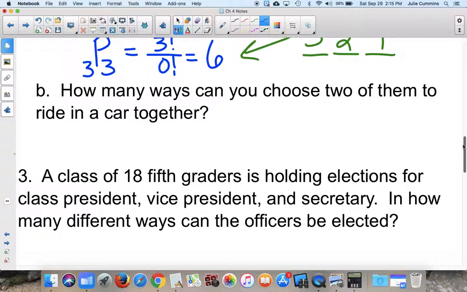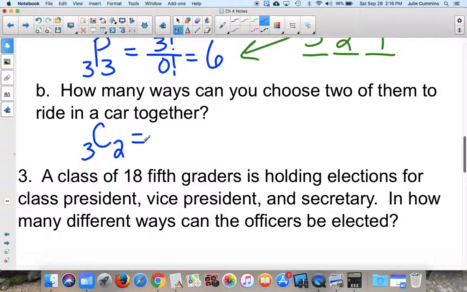All right, how many ways can you choose 2 of them to ride in a car together? Okay, so 2 of them are going to go in the car together to, I don't know, do something. And we want to choose which ones. Now in this case, we're just picking 2. It doesn't matter what order. They're just both getting in the car. So this is going to be a combination. We have 3 people to choose from, and we're taking 2 of them.